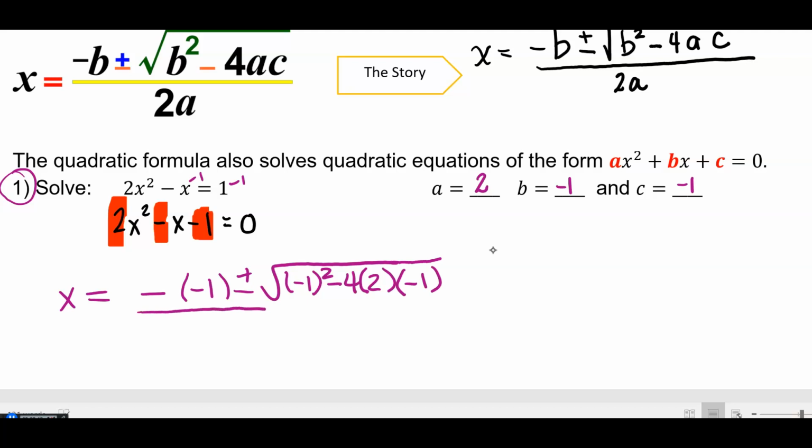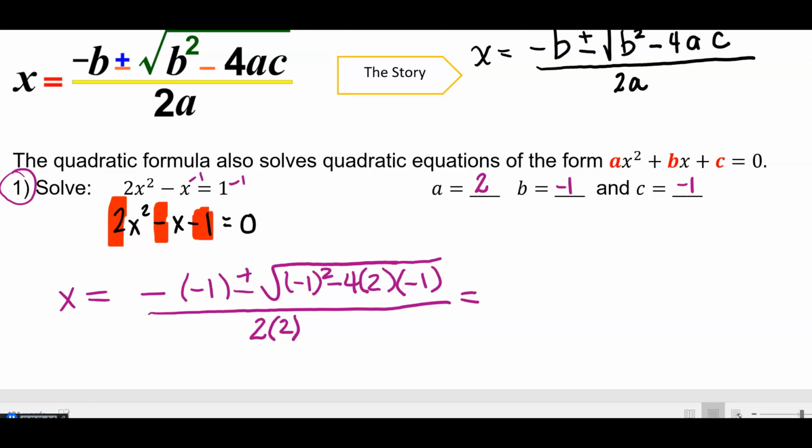Make sure you extend this line to cover the entire numerator, or else it's technically not right. So for example, if you only put half of this on top of that line, then this is technically not right. All of this is being divided by 2a. So we have all of this divided by 2 times a, and a is 2 in this case.